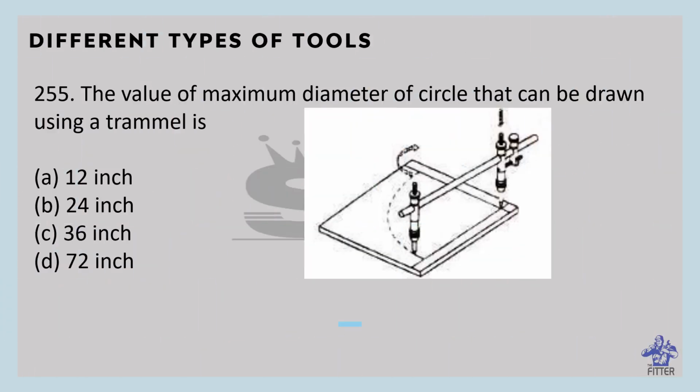The value of maximum diameter of a circle that can be drawn using a trammel is 72 inch. A trammel point set is used for transferring measurements, scribing arcs, and laying out circles that are too big for a conventional compass or dividers. A precision trammel set includes two scriber points and two pencil points.